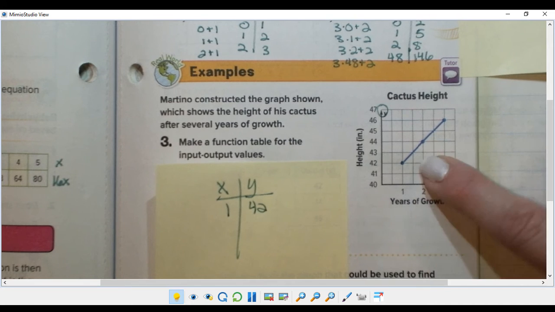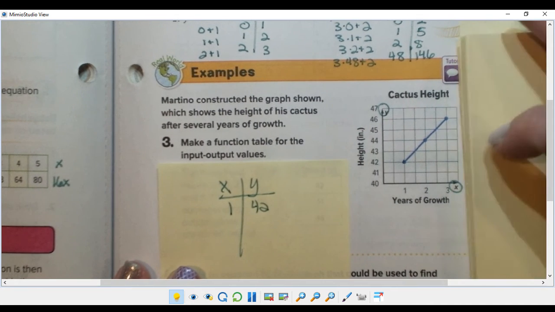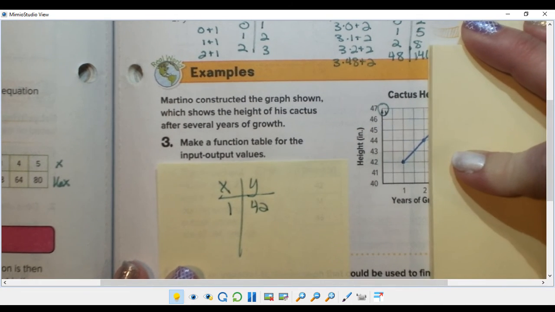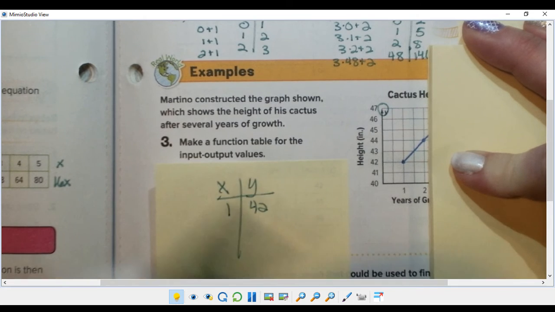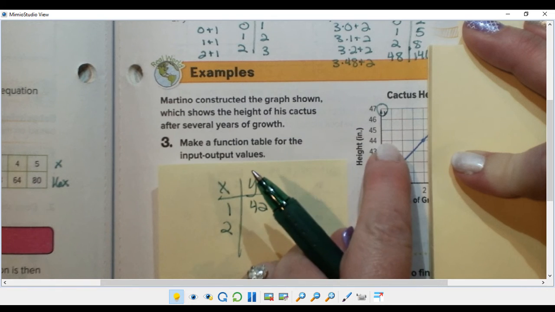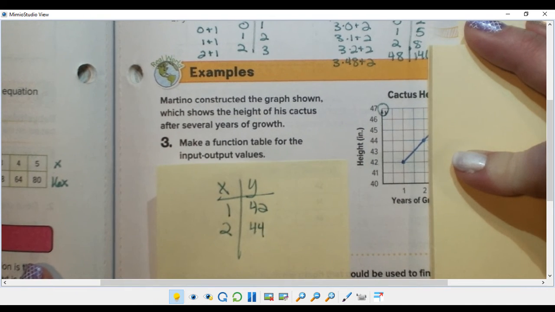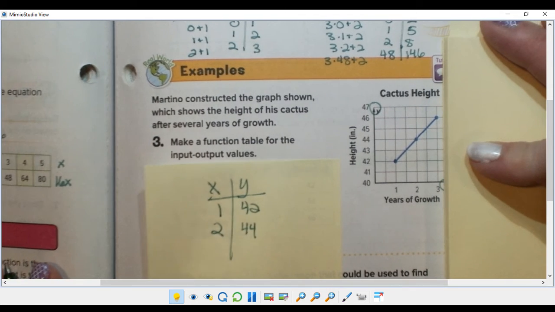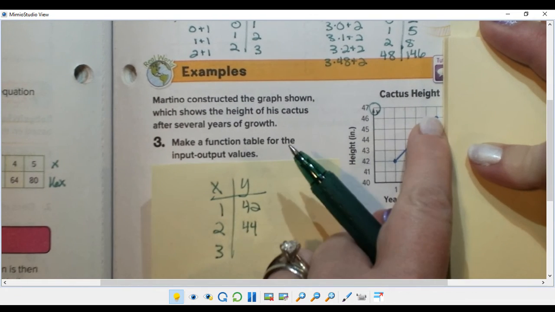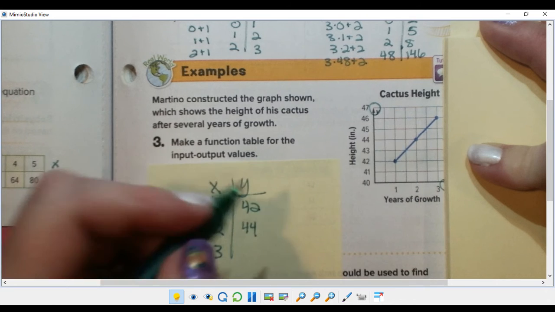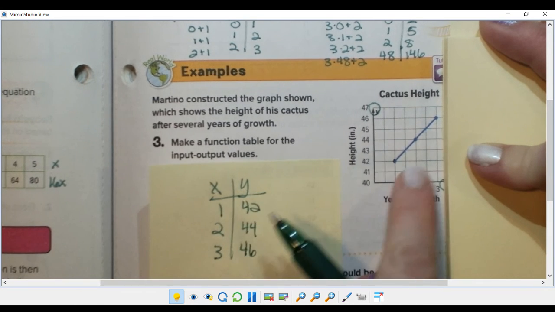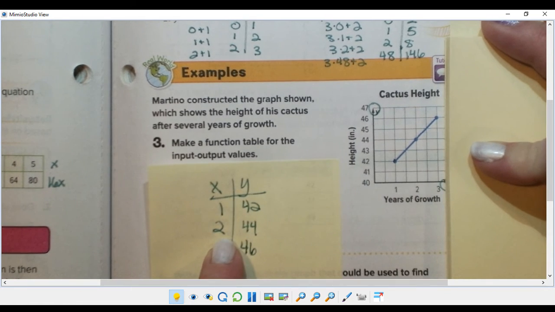Then I'll go to my second dot. Sometimes if you take a piece of paper or a notebook or something and line it up, it helps you see that. It looks like I went over to 2, and then I went up to 44. And then if I kept going, when I got to 3, it looks like I had to go up to 46. So you were given the graph, and you've now made a function table.